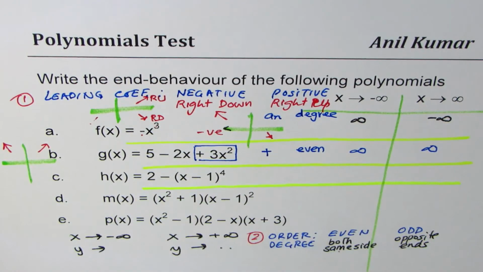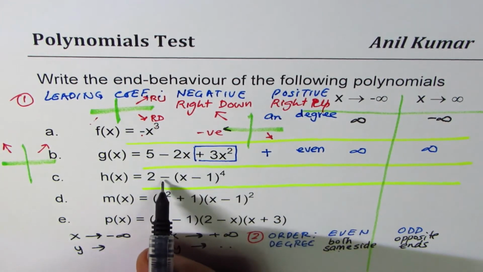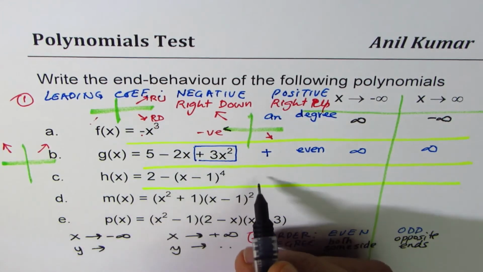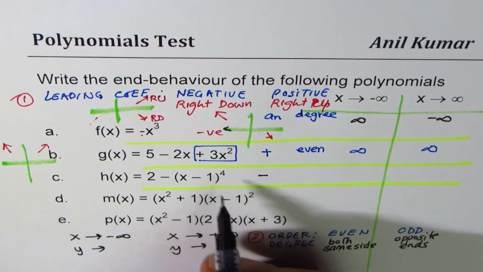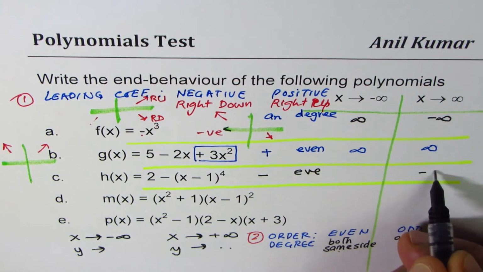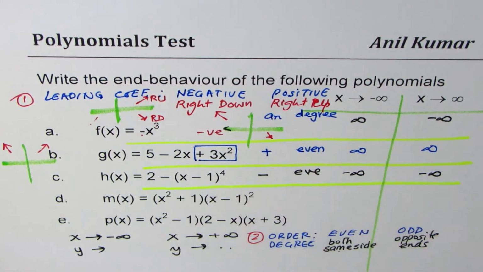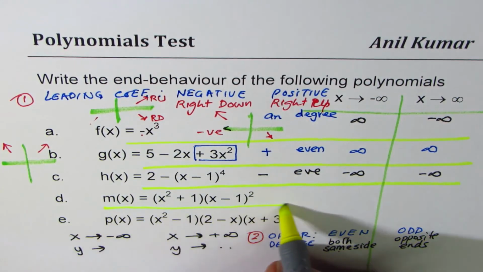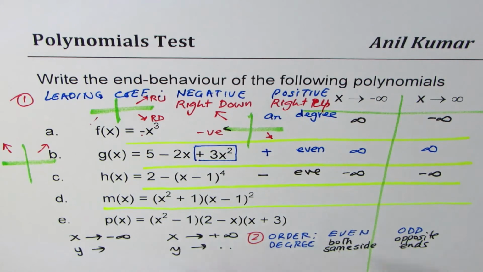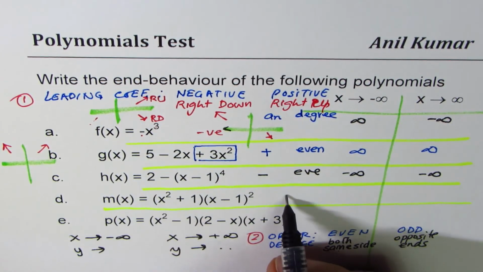Now here, what is the leading coefficient? It seems to be positive, but you see that negative mark here? So the leading coefficient is negative and the degree is even. That means the right side is down to minus infinity, and even means both same side, both negative. Correct? Let's look into the next one. It seems we got more even here. 2 and 2 means 4. That means even, right?